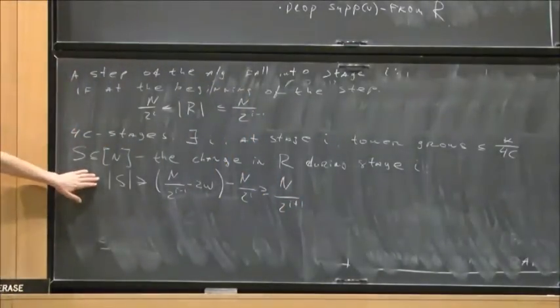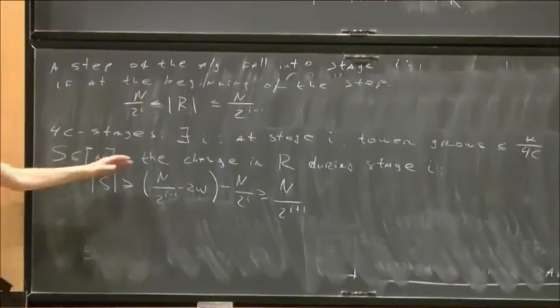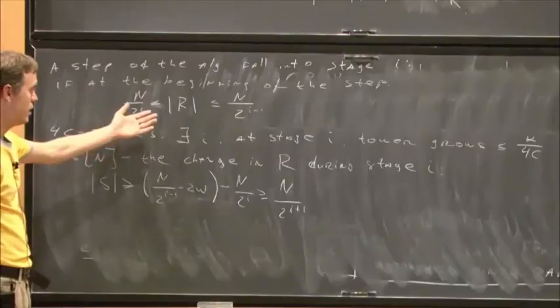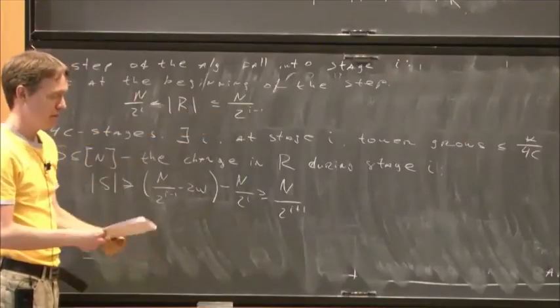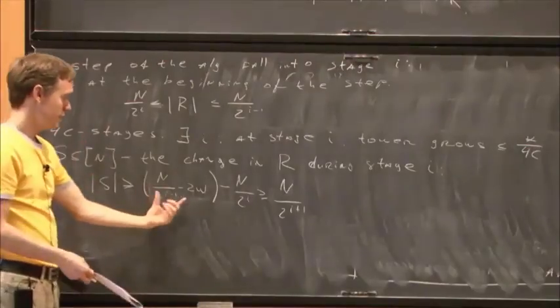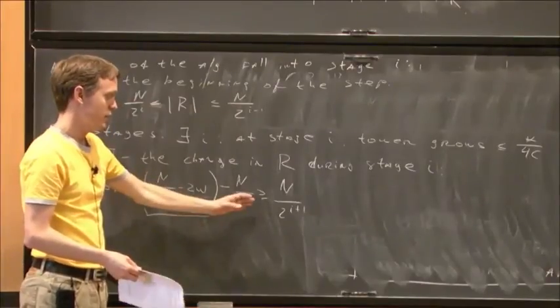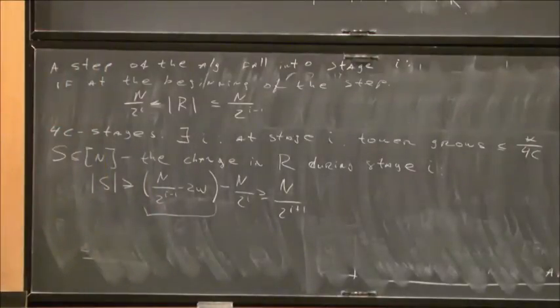So how does one get these inequalities? S is the total change. This is a set. It's the total change of the size of R at stage I. We know that at the beginning of stage I, just by definition, the size of R has to be below n over 2 to the I minus 1. But at the previous stage, we might have eaten into it by at most 2w, because all our sets are bounded in size. So this is the lower bound on the size at the beginning of the stage, and that's an upper bound on the size at the end of the stage. So given what we know about w, one can get that bound. This is how much the set S changes during stage I.